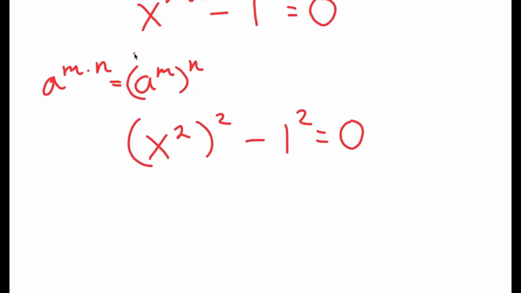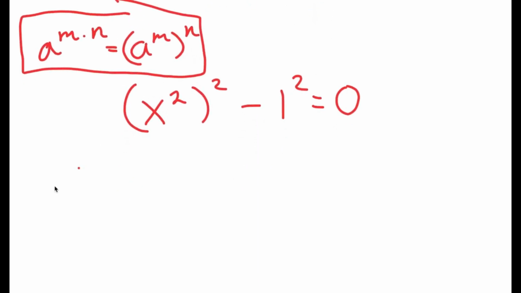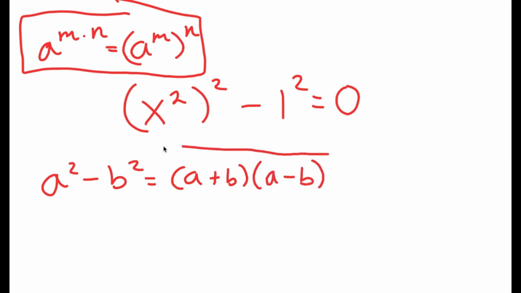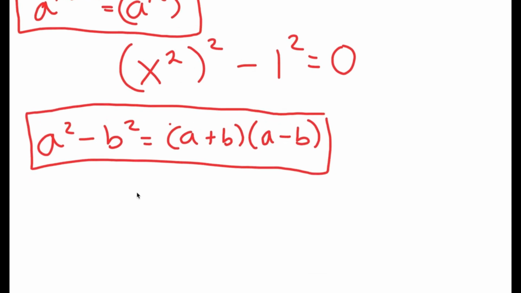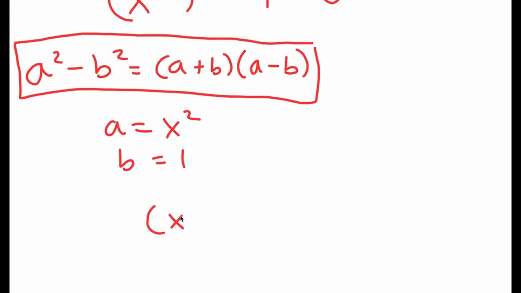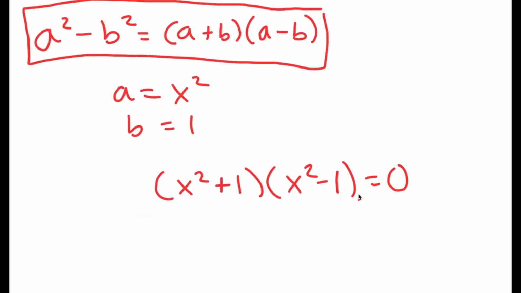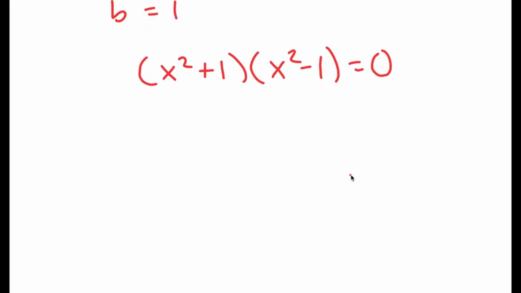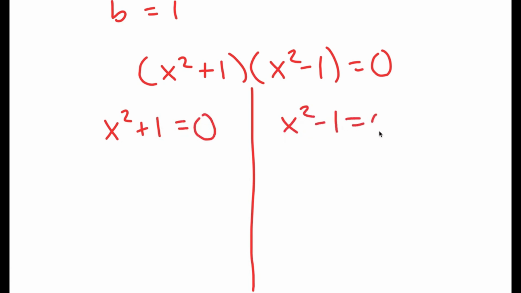And now another property I can use is a squared minus b squared is equal to a plus b times a minus b. So in this case, a is x squared and b is 1. So I get x squared plus 1 times x squared minus 1 is equal to 0. Now this gives me two equations. I get x squared plus 1 is equal to 0 and x squared minus 1 equals 0.